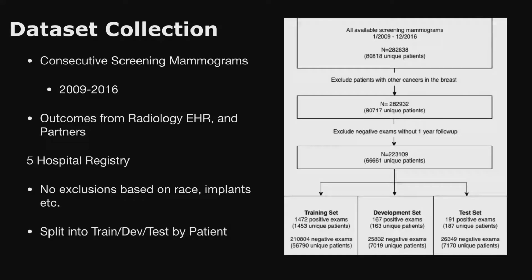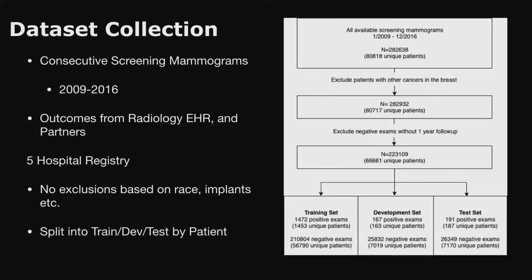So to dive right into it, we took consecutive mammograms. I'll get back into this later. This is actually quite important. We took consecutive mammograms from 2009 to 2016. This started off with about 280,000 mammograms, and once we filtered for at least 1 year follow-up, we ended up with this final setting where we had 220,000 mammograms for training and about 26,000 for development and testing.